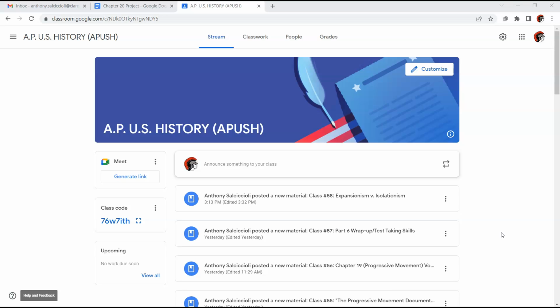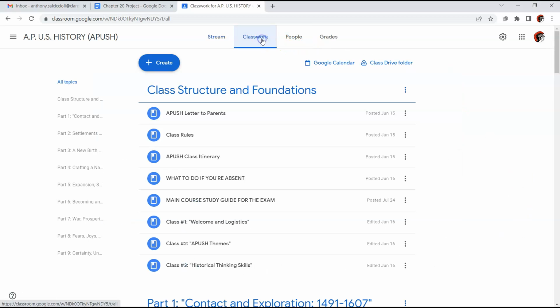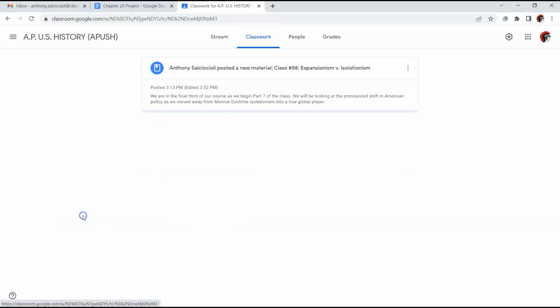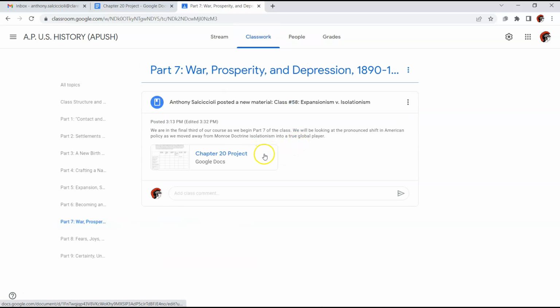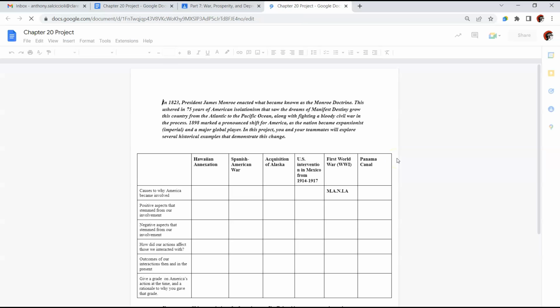So we're going to start off here on Google Classroom, and if you click on classwork, we are going to go to part 7 right there, and it says Chapter 20 Project. I'm going to click on that, and let me explain this to you.